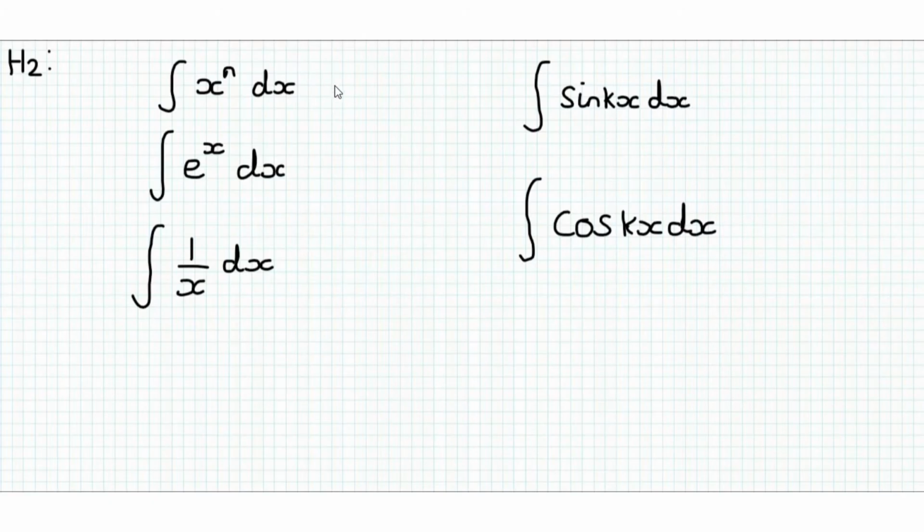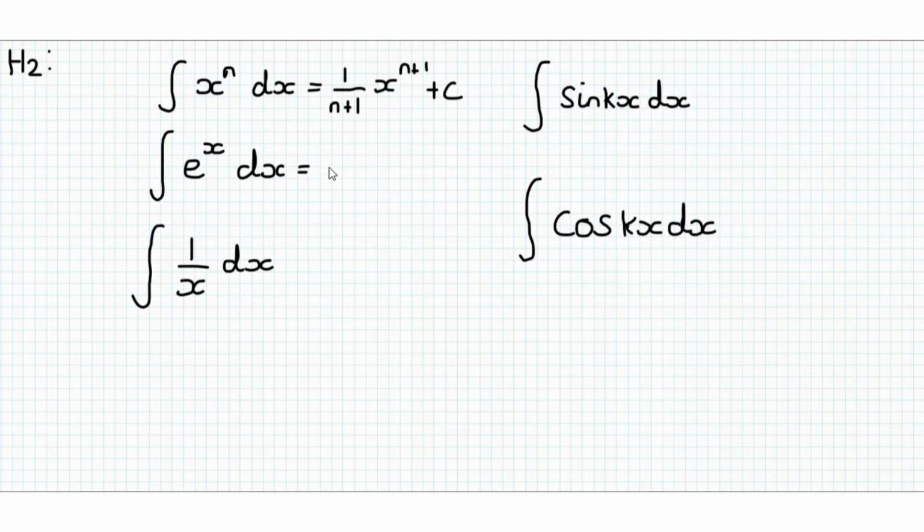Right, so H2 is some common integration results. So this will be 1 over n plus 1, x to the n plus 1, and when integrating indefinitely, so with no limit, you have to put a constant of integration on the end, because you can imagine if I had plus 7 here and I differentiate it to get this, the 7 would just disappear, so you have to add that constant on.